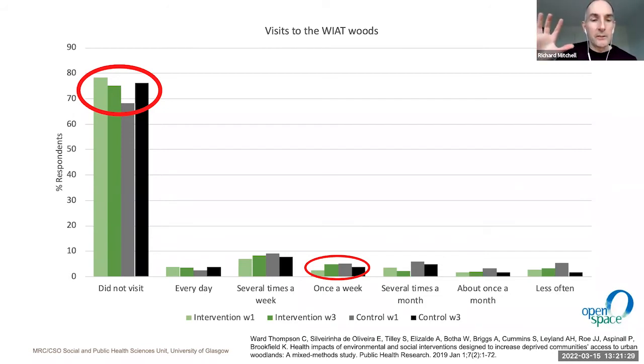Now, what happened essentially was, over time, we saw very small positive changes. So if you look at this part of the graph here, between baseline and follow-up, essentially the number of people who were visiting the woods once a week went up a bit, and in the control areas it went down, and the number of people not visiting the woods at all in the intervention areas went down a bit, and in the control areas actually it went up a bit more. So on the face of it, that's quite a positive thing.